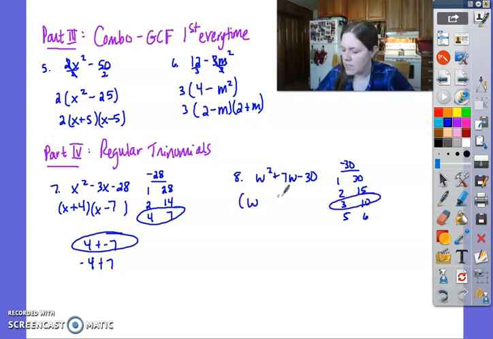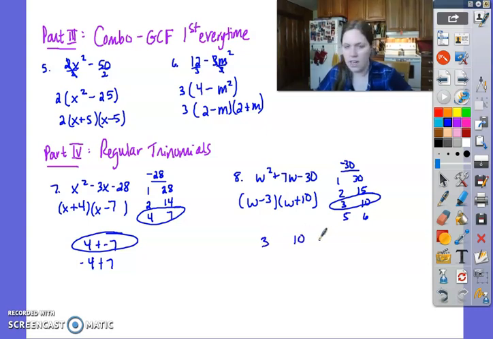Same game with the signs. Only way to break down w squared is w and w. But when it comes to the 3 and the 10, I got to come up with a sign for both. It needs to combine to give me 7. Remember, your rules for signs is that the larger number gets the sign on your answer. So since the sign on my 7 is positive, which one is larger, 3 or 10? Oh, the 10 is. And again, you can check both.